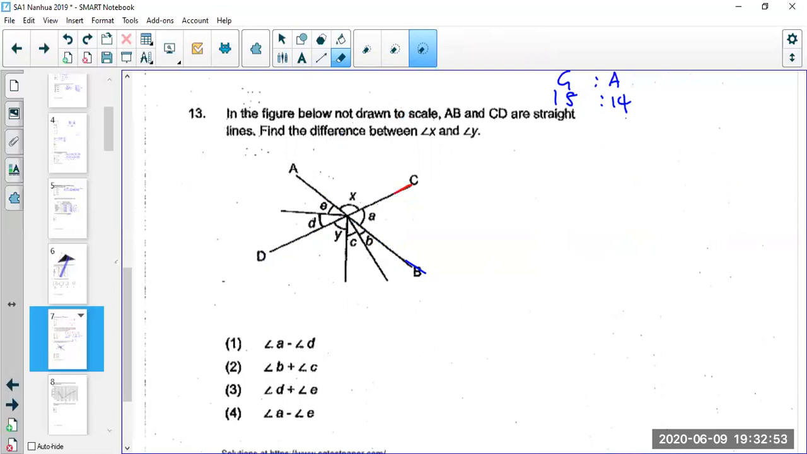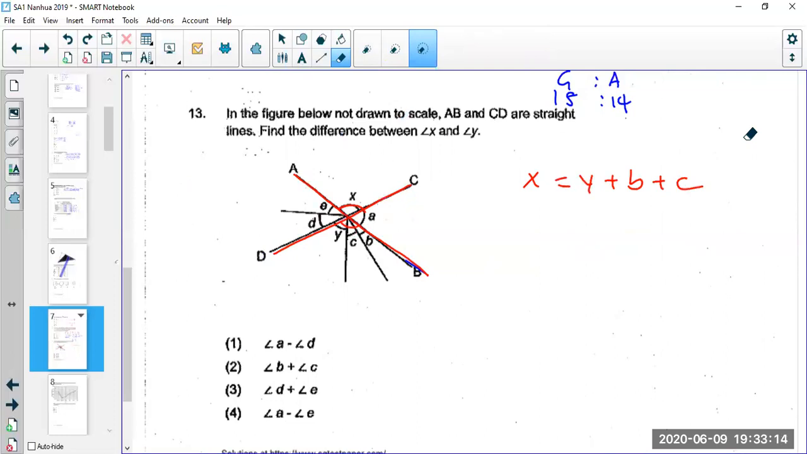X over here. Now, X is the same as all this. Can you see that? X is equal to what? X is equal to Y plus B plus C. Right, Y plus B plus C.